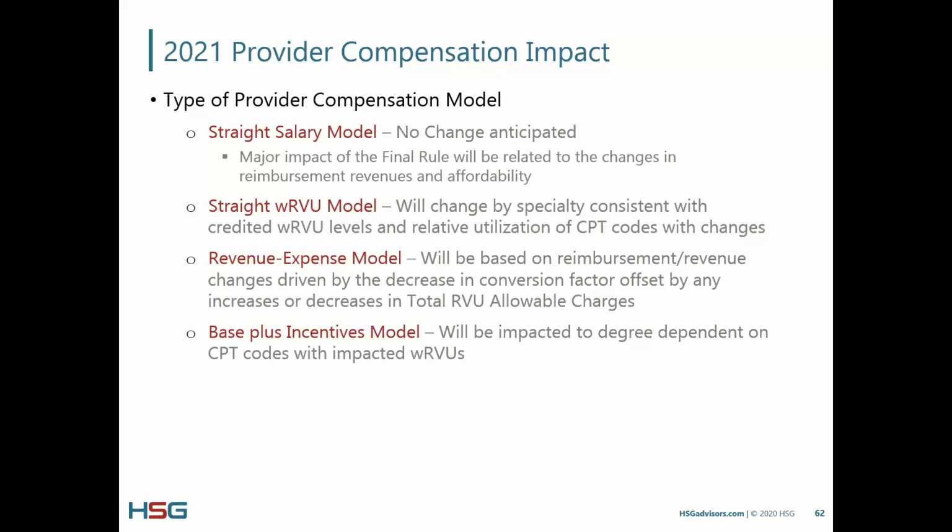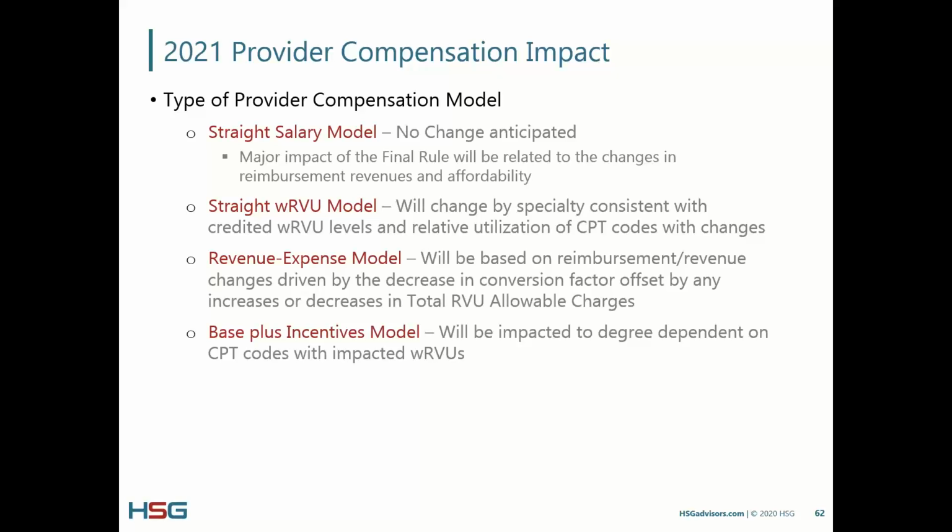There are some generalizations that we can make based on provider compensation model type. So for instance, on the straight salary model, there's really no change, right? Because it's straight salary. The major impact is how well the organization can afford that. So if we're paying a pretty hefty straight salary, but our reimbursement revenues are going to go down considerably, the affordability becomes an issue.